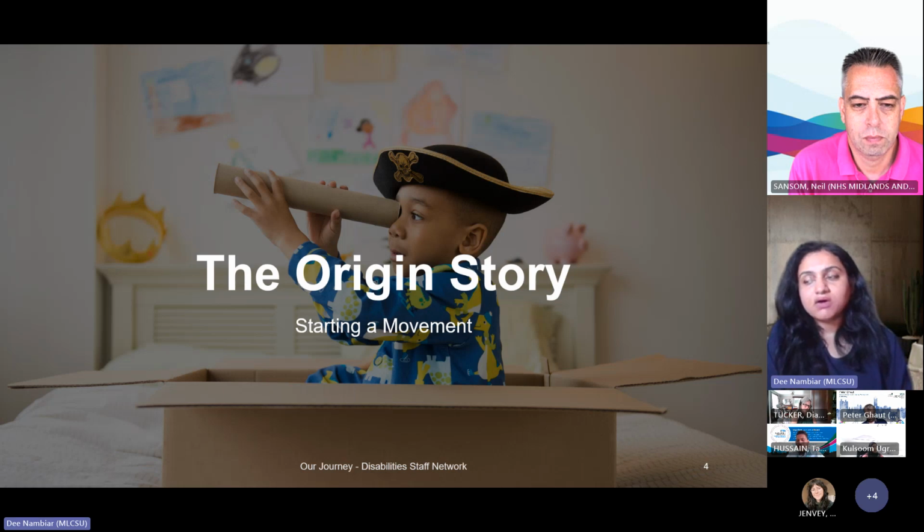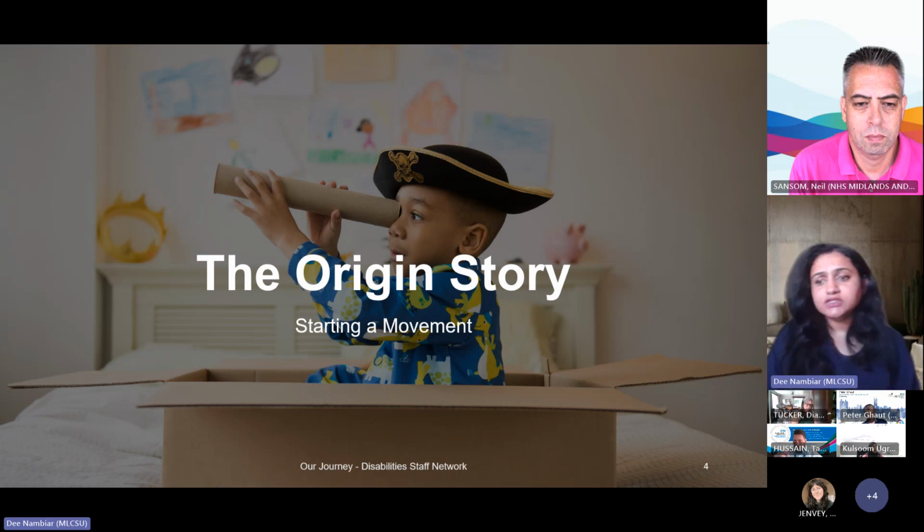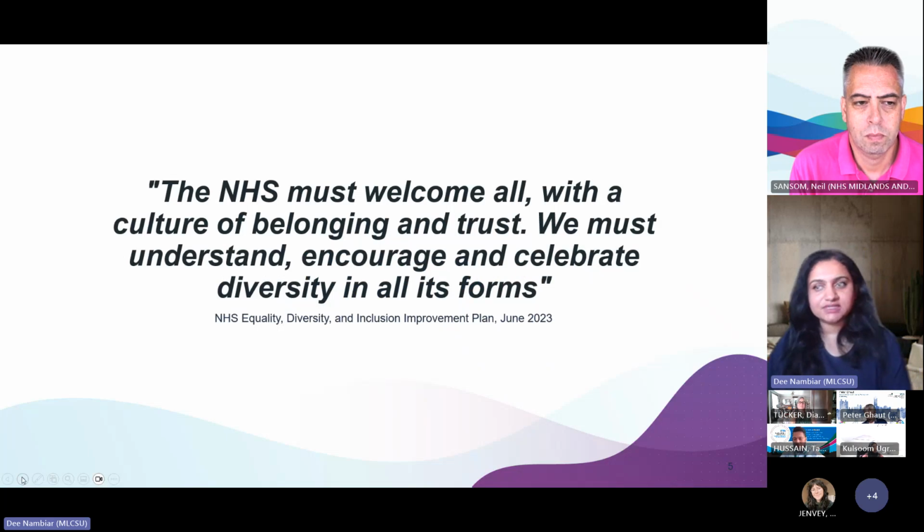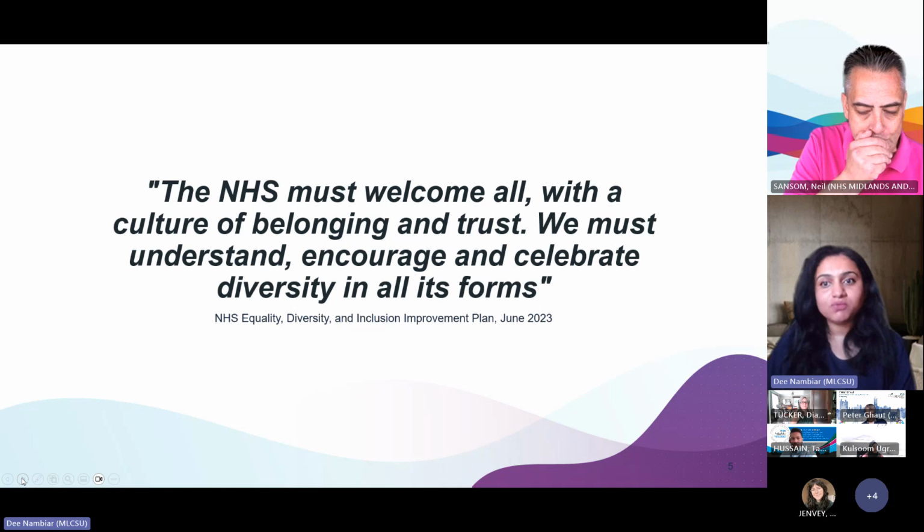We want to present the origin story of creating a movement, especially around staff networks. You might have seen the NHS commitment to diversity and inclusion, but what stands out for me in the commitment is "we must and we will." I understand there is a language of certainty in there, but it isn't as straightforward often. When we talk about diversity and inclusion, it's all about the subtleties of what it is.